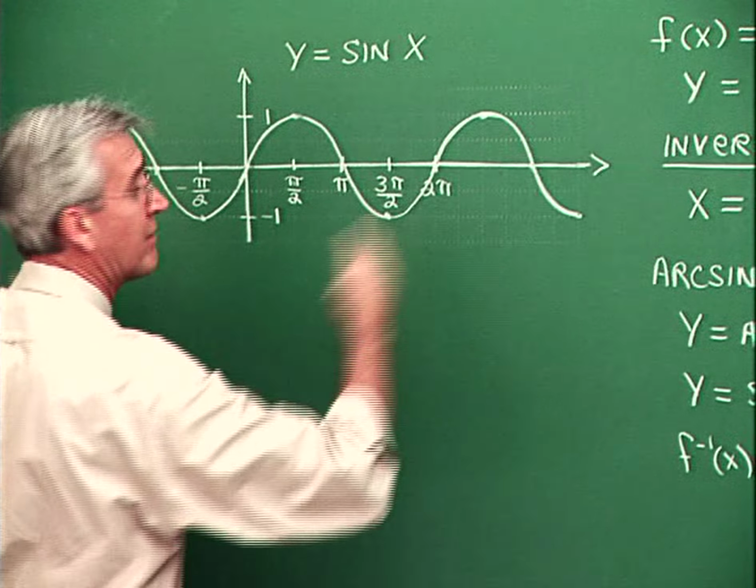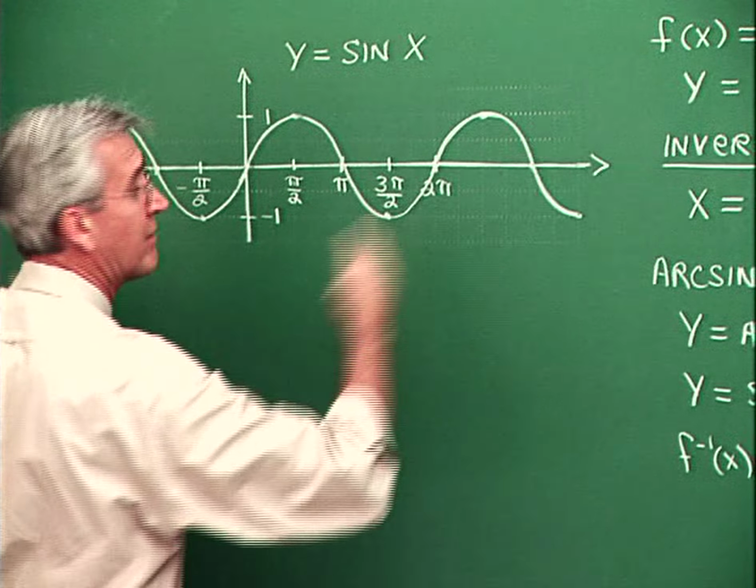Now remember, this business and this business are exactly the same. Now I took this from up here. I just swapped the sides here so that the y is on the left side on both of these, so that we can see the greater equivalence here. That sine y equals x means precisely the same thing as y equals arcsine x.